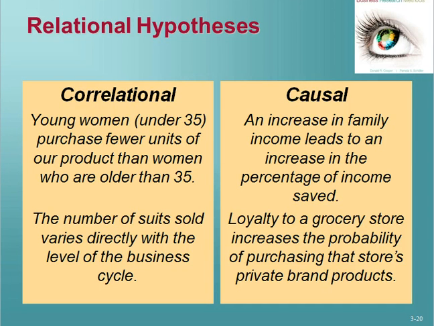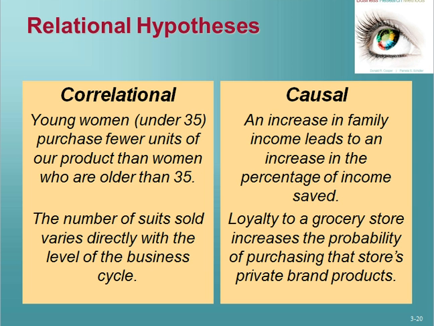A correlational hypothesis might be young women under 35 purchase fewer units of our product than women who are older than 35. There's a relationship between age and purchase. A causal one would be an increase in family income leads to an increase in the percentage of income saved. Another correlational, the number of suits sold varies directly with the level of the business cycle. A causal one would be loyalty to a grocery store increases the probability of purchasing that store's private brand products.